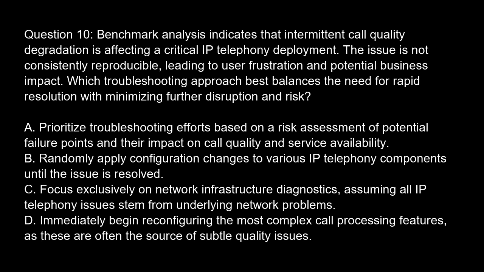Option A. Prioritize troubleshooting efforts based on a risk assessment of potential failure points and their impact on call quality and service availability. Option B. Randomly apply configuration changes to various IP telephony components until the issue is resolved. Option C. Focus exclusively on network infrastructure diagnostics, assuming all IP telephony issues stem from underlying network problems. Option D. Immediately begin reconfiguring the most complex call processing features, as these are often the source of subtle quality issues.